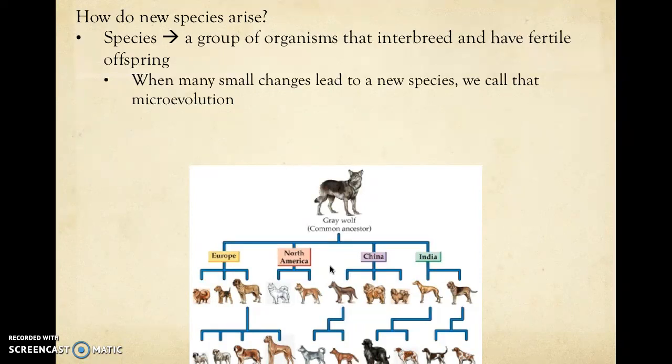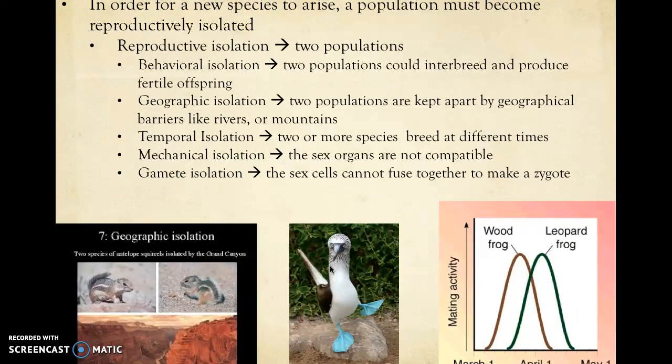And if we have a lot of small changes that lead to new species, we call all those small changes microevolution. So in order for a new species to arise, then the population must become reproductively isolated.